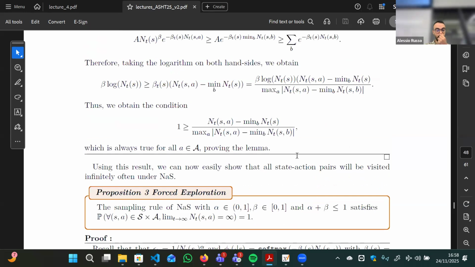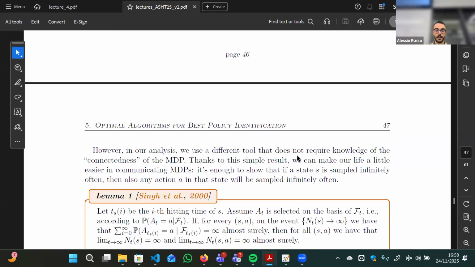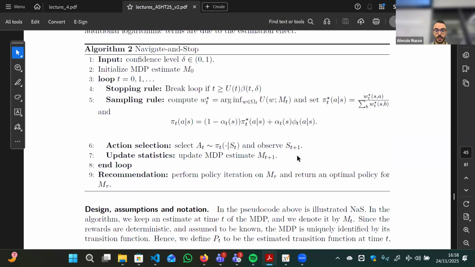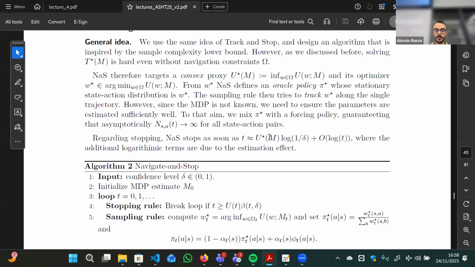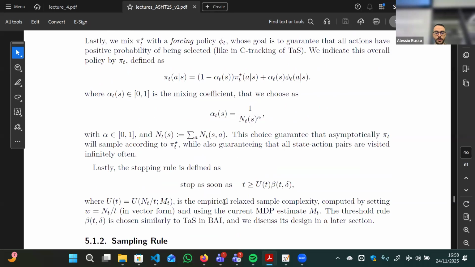For the stopping rule, the idea is the same as in track and stop. We need to follow the lower bound, right? The lower bound is telling you that you should sample this number of samples. But we don't know the model, so we need to account for the model. We need to pay an additional price that is usually log t. If you remember, in track and stop, we had the threshold rule that was log 1 over delta plus a logarithmic term in t. So we have something similar here, and we can show a similar threshold rule also in this case.